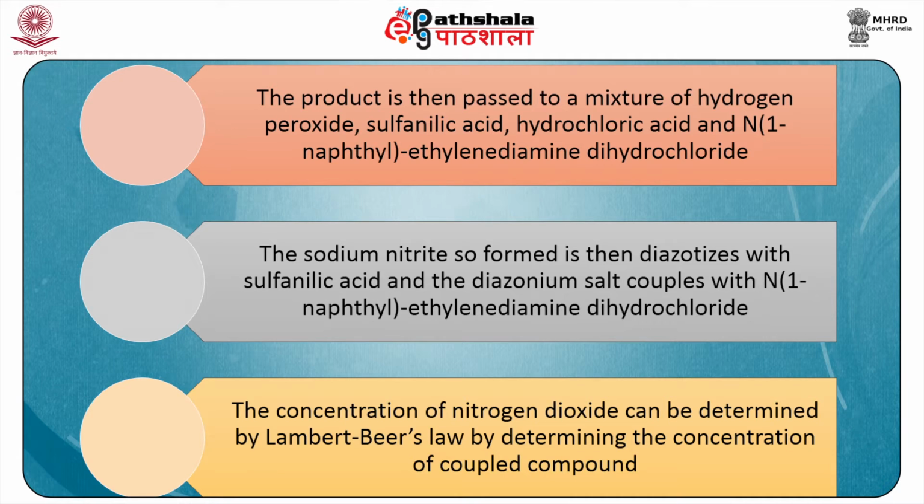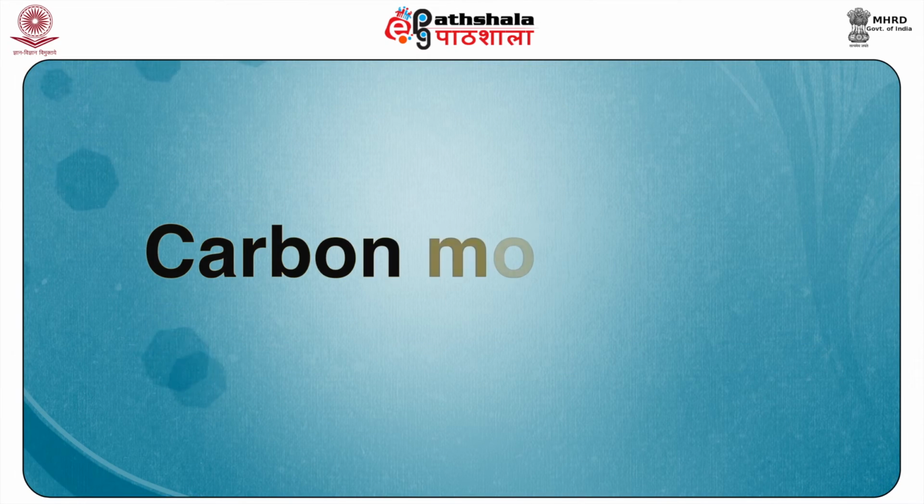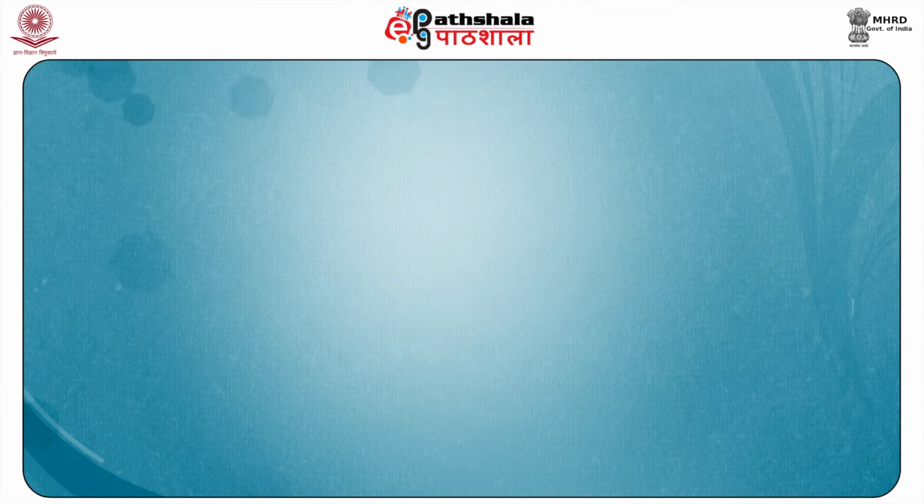The sodium nitrite so formed then diazotizes with sulfanilic acid, and the diazonium salt couples with naphthyl ethylene diamine dihydrochloride. The concentration of nitrogen dioxide can be determined by Lambert-Beer's law, by determining the concentration of the coupled compound using a spectrophotometer. Now another example of an air pollutant is carbon monoxide.